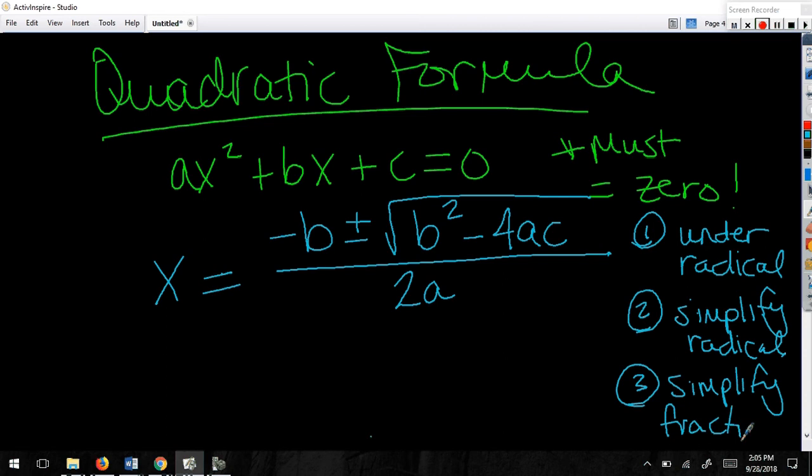The 2a, everything up top is over 2a. It's not just the radical, it's not just the b, it's everything goes over 2a. Okay? Remember, if one of the a, the b, or the c are missing, then what are they? 0. Always 0. Okay? Tell me when y'all got this and we'll do an example.